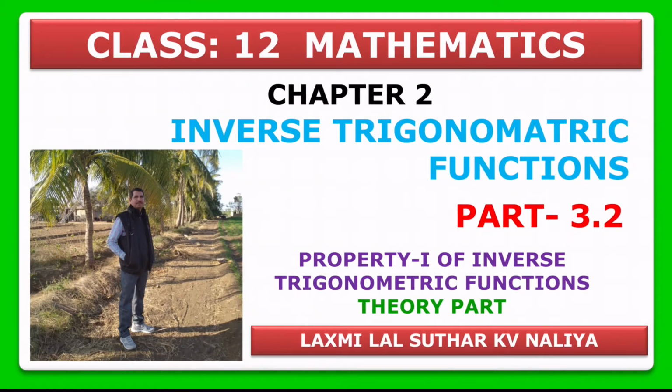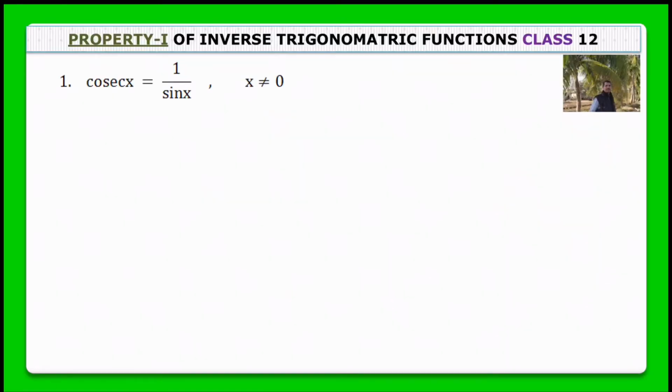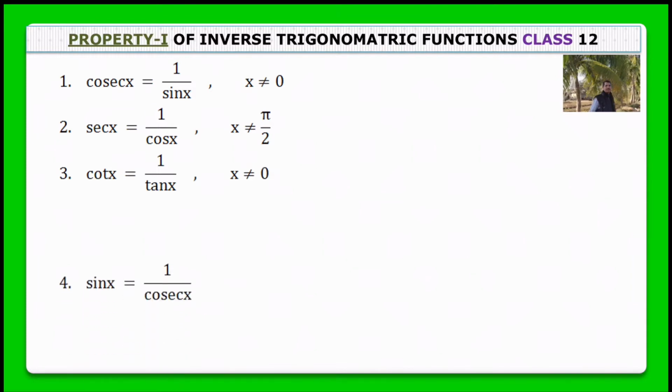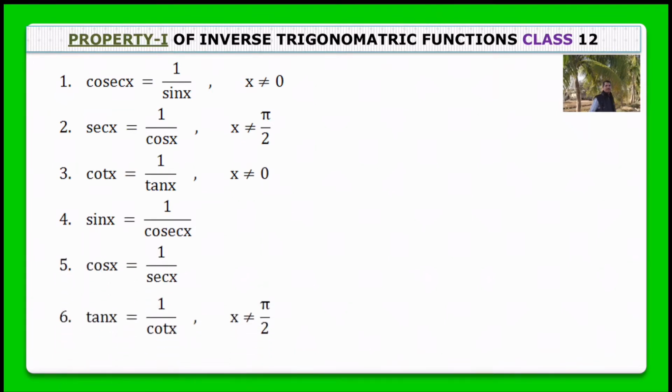In class 10th, we discussed and we learned that cosec x can be written as 1 upon sin x, where the value of x is not equal to 0, and sec x can be written as 1 upon cos x, where x is not equal to pi by 2, and cot x can be written as 1 upon tan x, where x is not equal to 0, and sin x can be written as 1 upon cosec x, cos x is equal to 1 upon sec x, and tan x equal to 1 upon cot x, where x is not equal to pi by 2.